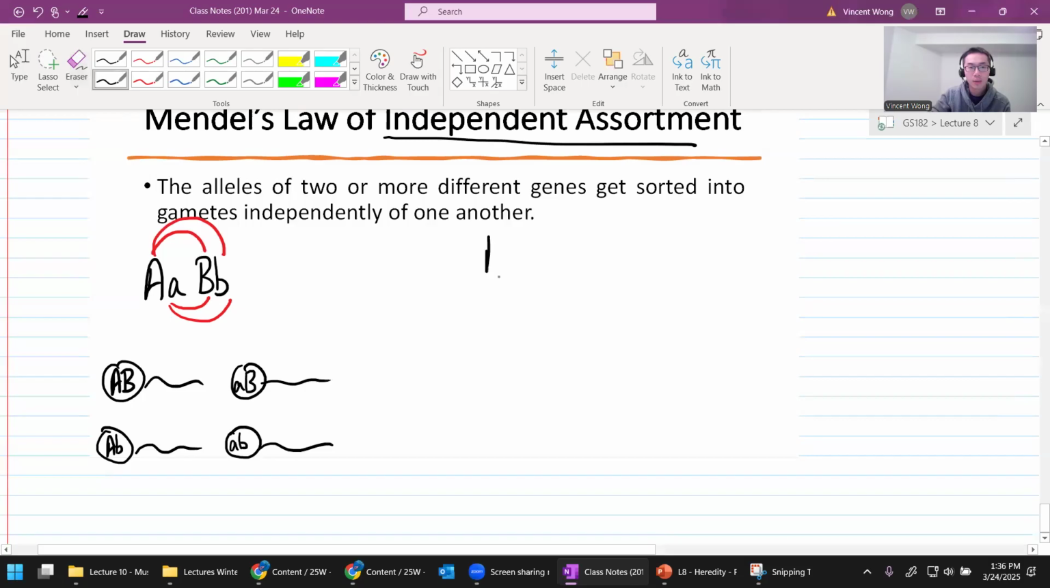So let's try. What if I have big A, small a, and big B, big B? What kind of gametes are possible for someone with this genetic makeup? Heterozygous for A and homozygous for B. What are the possible gametes?